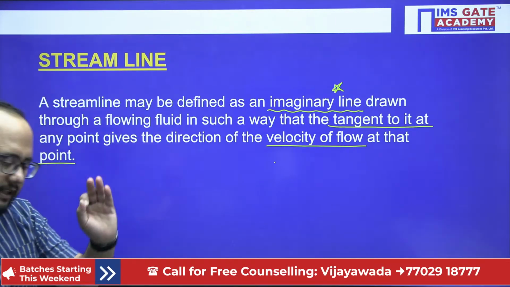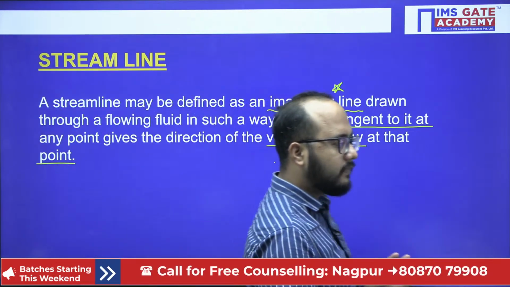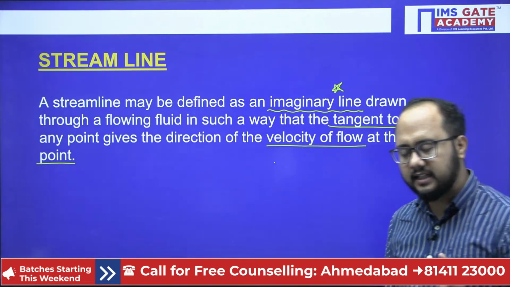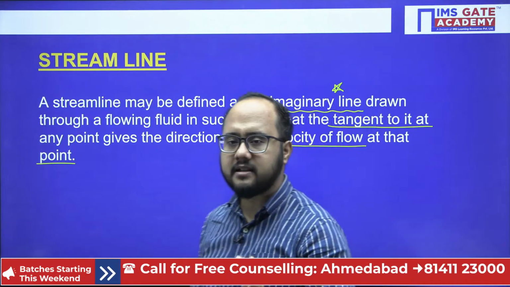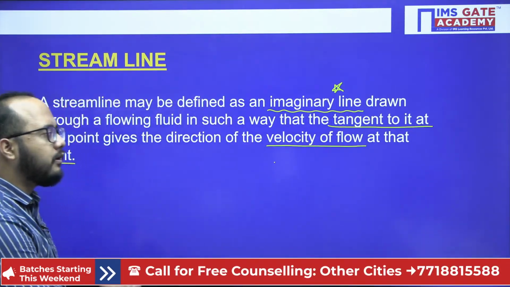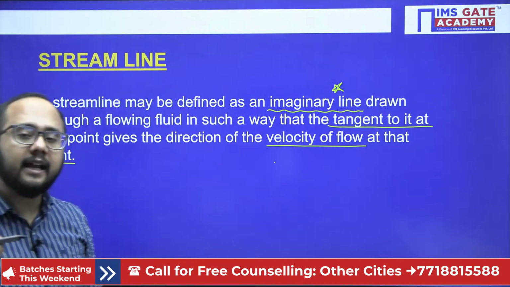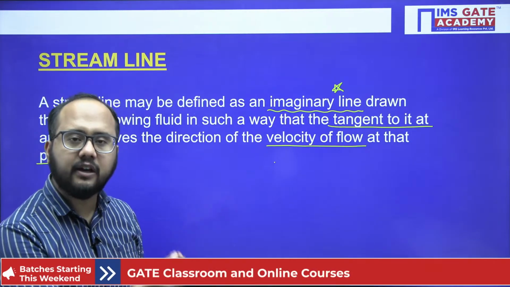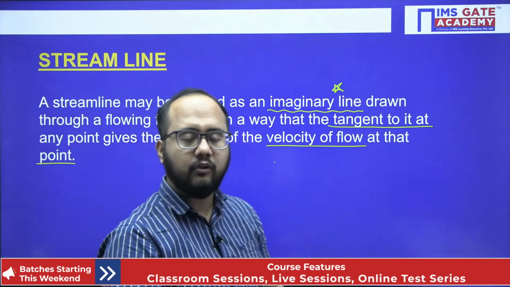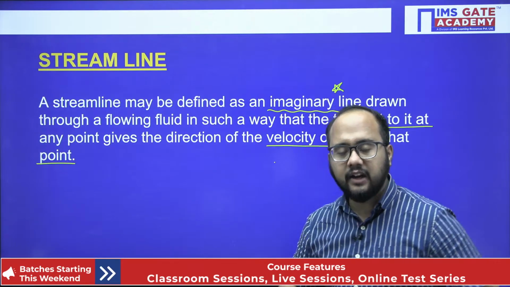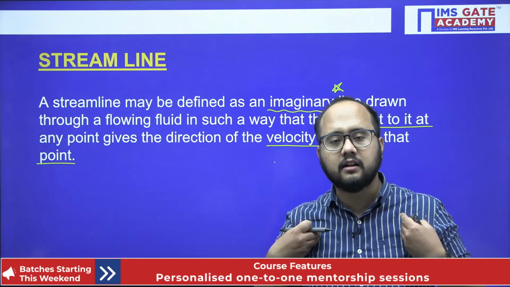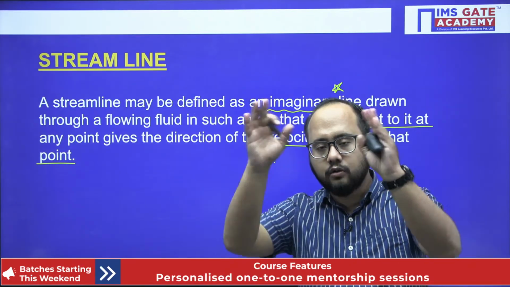Again, remember, it is totally an imaginary line and it is defined in such a way that if you draw the tangent, you will be getting the velocity direction. Very important point. It is for us, we have given the definition of streamline. It is not physically available in nature. We have created this line just in order to help us to visualize the fluid flow.